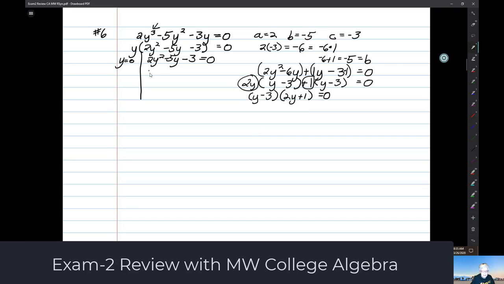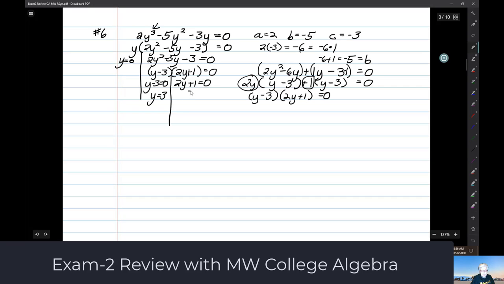Okay, so let's go back here now. We'll have y minus 3 times 2y plus 1 equals 0, which means y minus 3 equals 0 and 2y plus 1 equals 0. Add 3 to both sides, you get y equals 3.